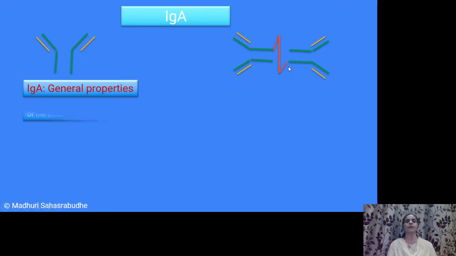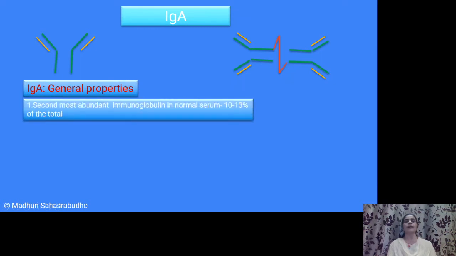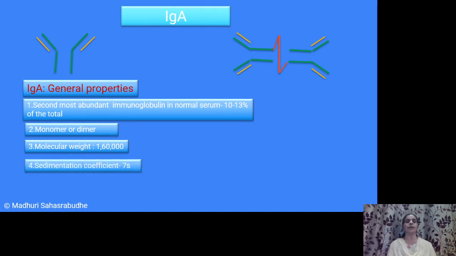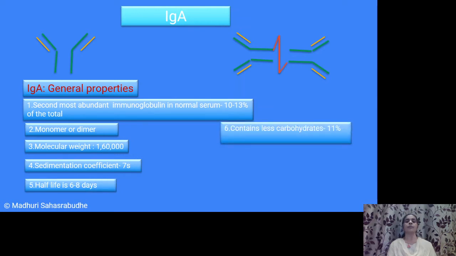Coming to the general properties of IgA, it is the second most abundant immunoglobulin in normal serum, ranging from 10 to 13% of the total serum. It is a monomer or dimer. Molecular weight is 1,60,000 Daltons. Sedimentation coefficient is 7S. Half-life is 6 to 8 days. It contains less carbohydrate, but compared to IgG it has more carbohydrate, 11%. Valency is 2 or 4.